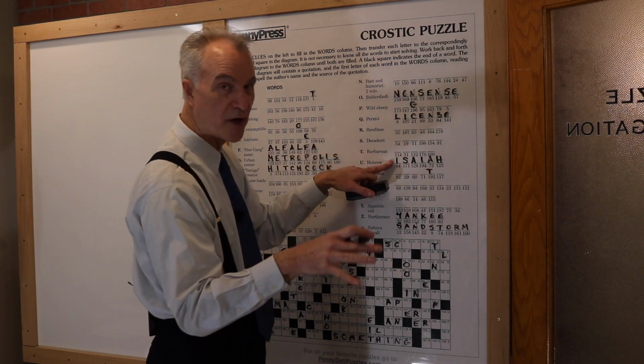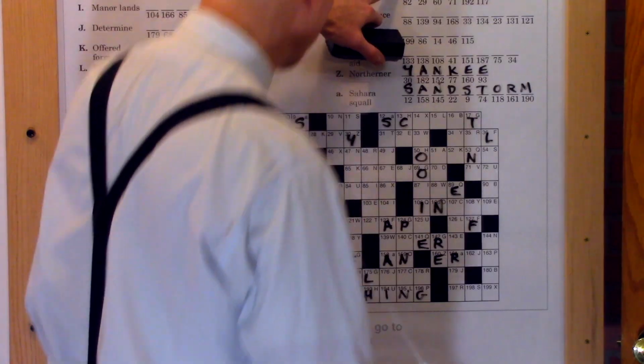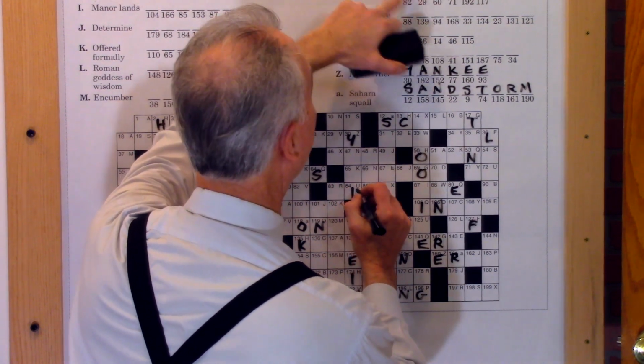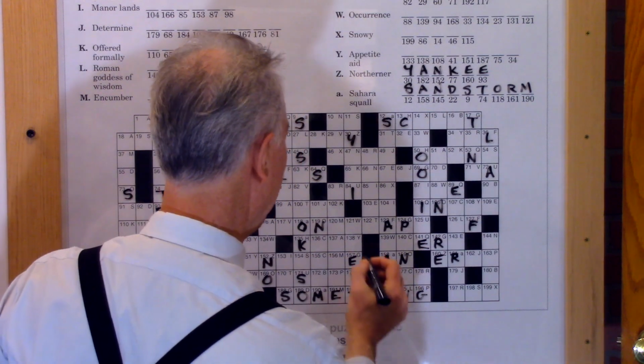Once again, this is part of the process. You fill in another answer, you transfer those letters down into the puzzle down below. We've got 84 is I, 171, and 125 is H.